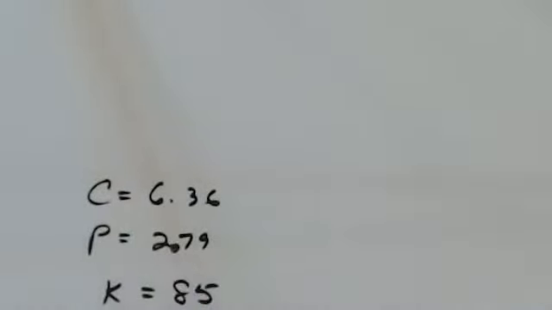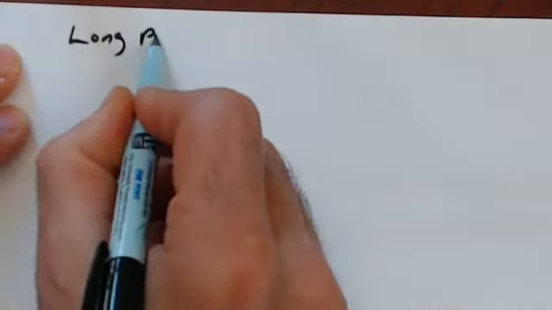Okay. Got two more to do now. We have the put to deal with. And remember, the put was $2.79 per share. So let's do a long put, meaning we own the put. We're going to hold the put.